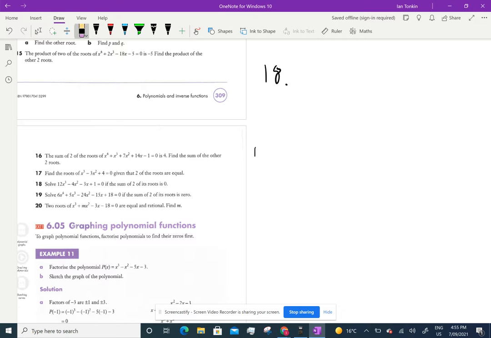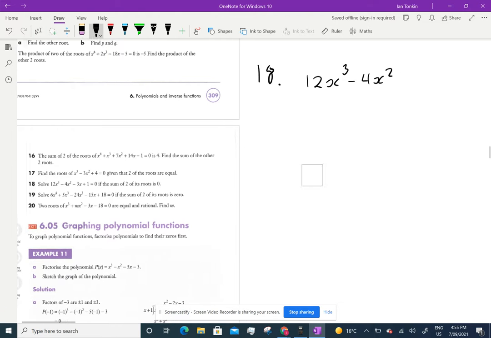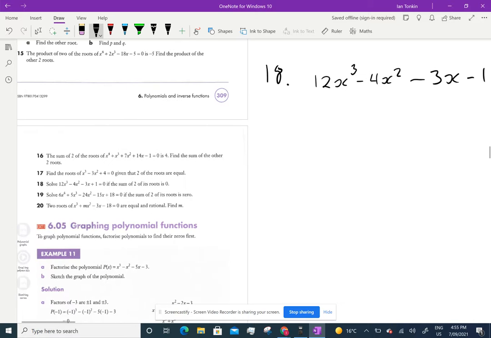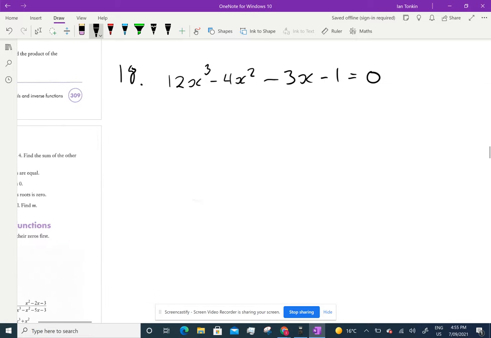Now guess your factors. You know that the numbers have to multiply out to 1, so you'd be going 1. So I'm assuming 1 will be one of the roots, maybe. Or they could be fractional. So let's see. So I've got 12x cubed minus 4x squared minus 3x minus 1. Well, what hint do they give us? The sum of two of the roots equals 0.